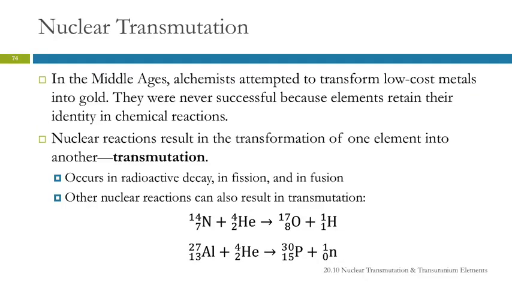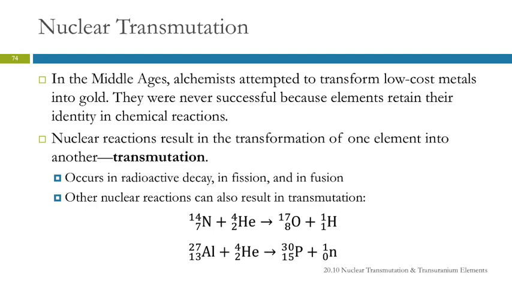Nuclear transmutation. You probably have heard about the alchemists in the Middle Ages. They sort of were chemists, alchemists. They were obsessed with trying to convert things into gold. Gold, very valuable element, and it's like if we could make something else into gold, we could be rich, right?